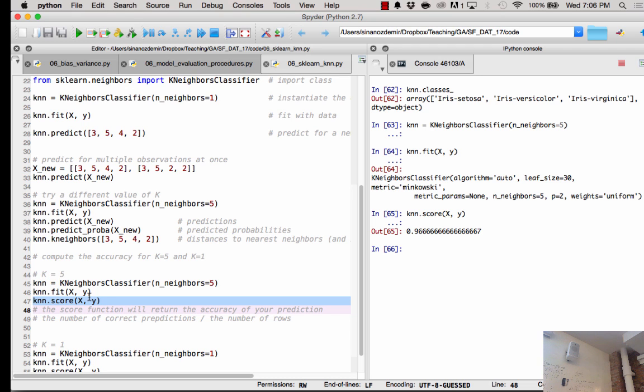Score will go through each element of my parameters. In this case, I gave it x and y. And it's going to, for each x, it's going to predict it.